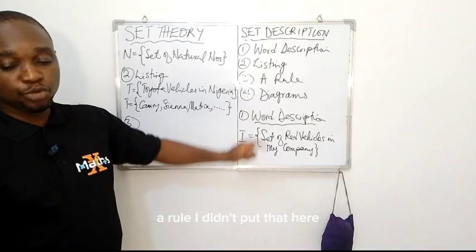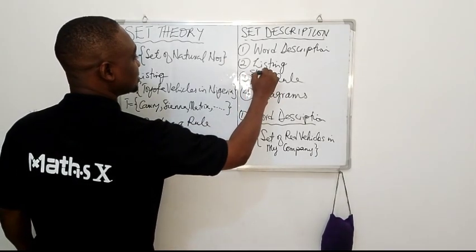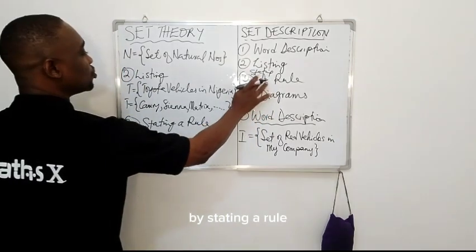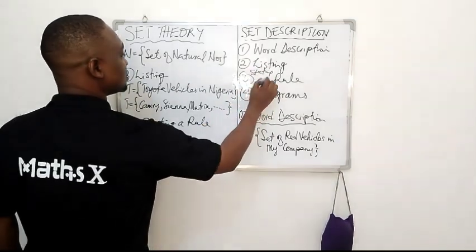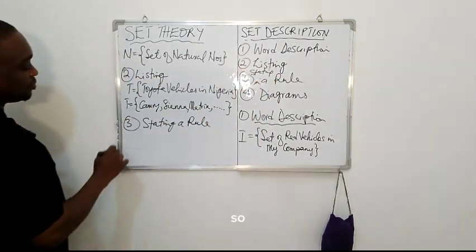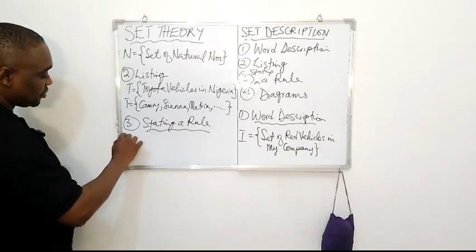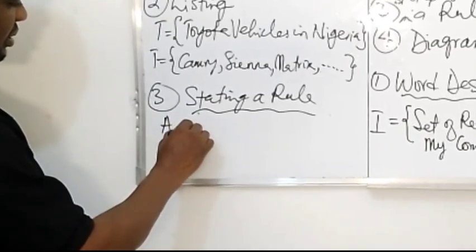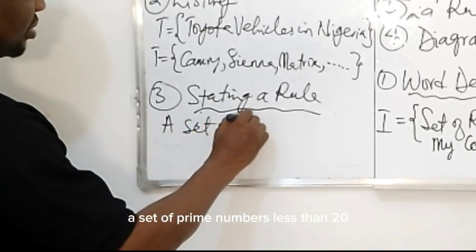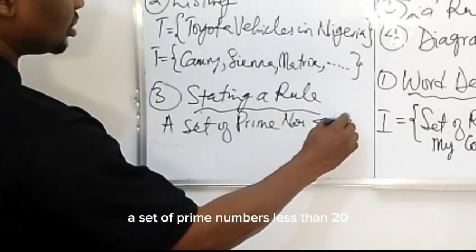Then there is another rule, stating a rule. I didn't put that here. So by stating a rule, you come up with a set of prime numbers less than 20.